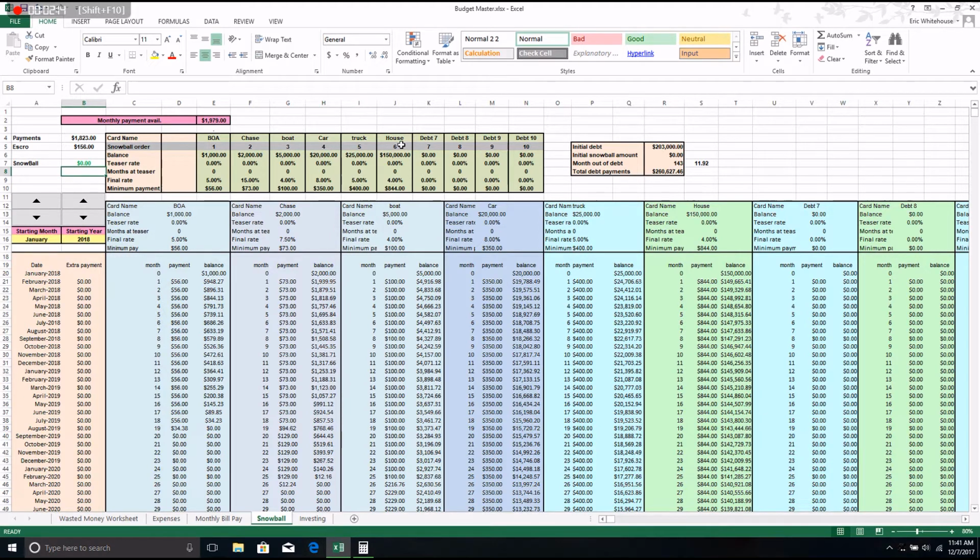On your house, you need to split up your escrow and your house payment. So if you're paying rent, that's not going to be in here, obviously. Rent isn't a debt. It's an expense, just like utilities. When you leave there, you don't have to pay that expense anymore. But the house, that's debt.